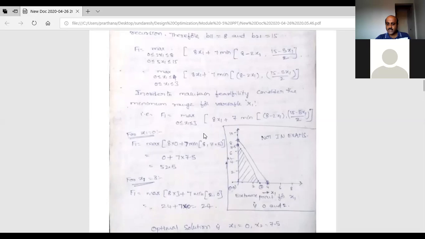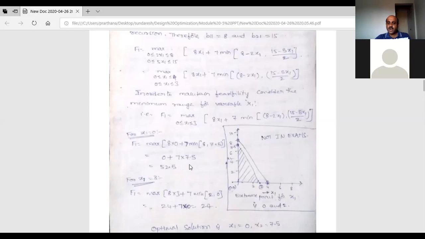If you look at here, maximum of 8 into 0 plus 7 of minimum of 8 comma 7.5. Out of these two, 8 comma 7.5, you have to select the minimum value. So which is the minimum value? Between 8 and 7.5, it is 7.5. So therefore 7 into 7.5. So totally f1 will become 52.5.